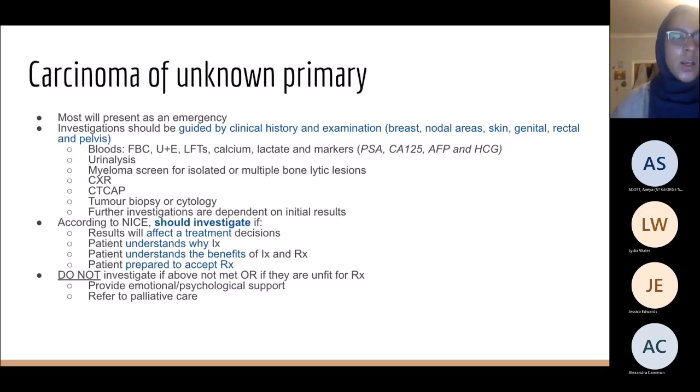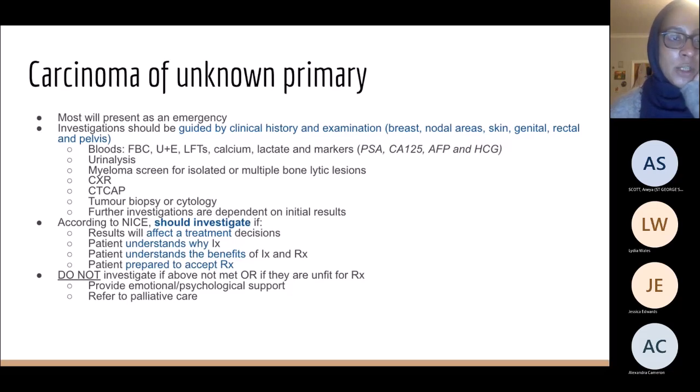People who present with cancers will often present in an emergency situation, whether that be with bowel obstruction or a certain type of superior vena cava obstruction, which is something I'm going to discuss in a bit. What investigations you do is, of course, going to be guided by the history that you take and the examination that you do.